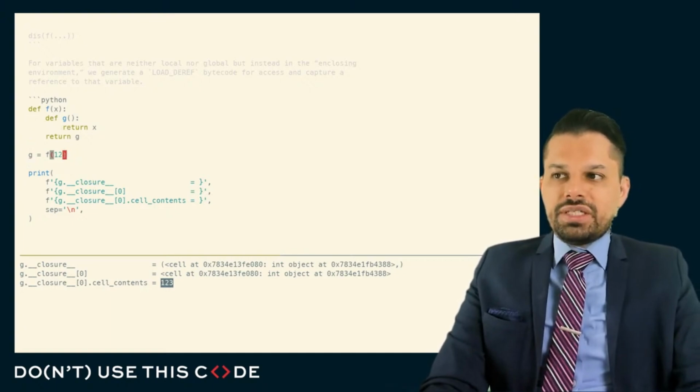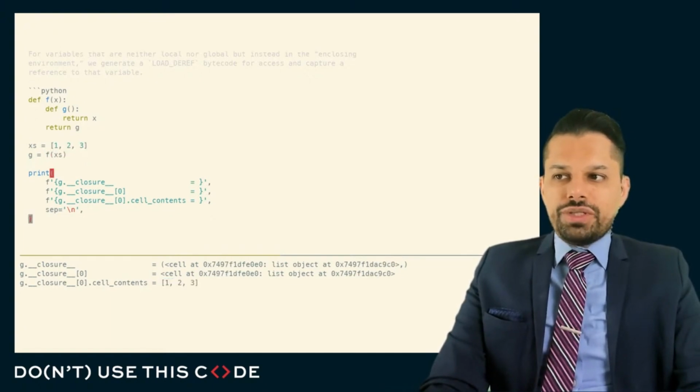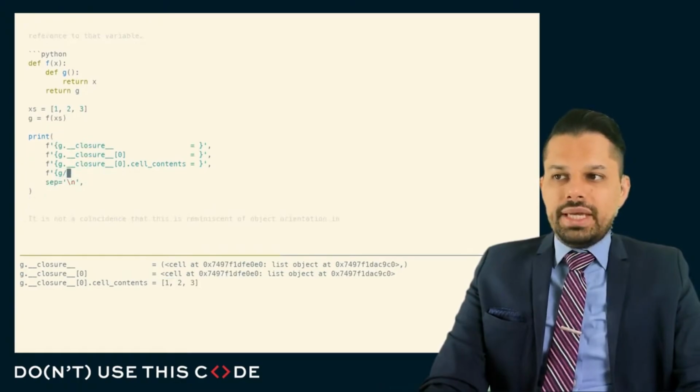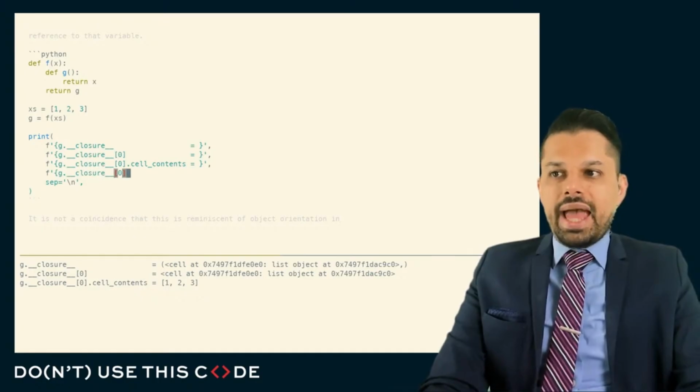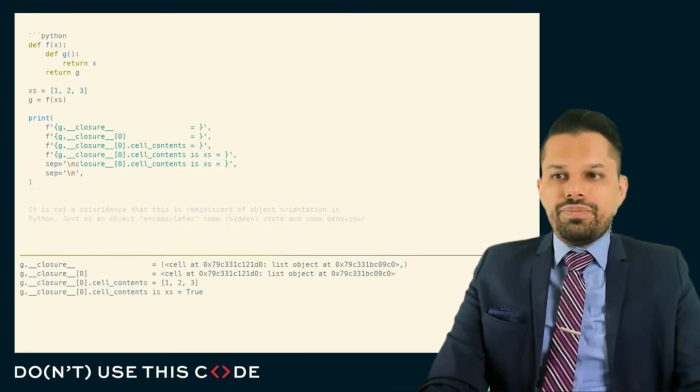And in fact, if this is some mutable value, like that, you can see this is actually a reference to that mutable value. If we ask, is the closure's cell contents the exact same object as this list? Well, here we'll definitely see they are in fact exactly the same. They are identical. This is a reference to that underlying data.